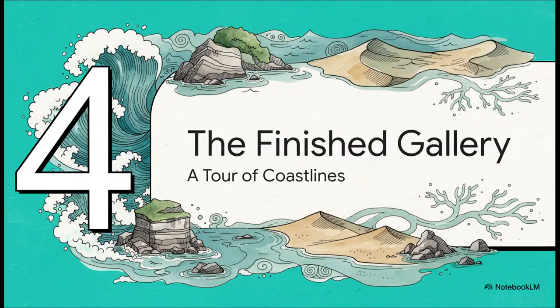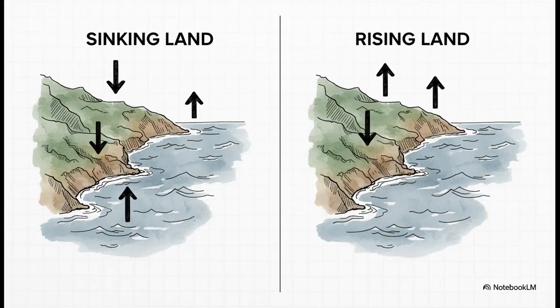Okay, so we've got these processes of carving and building happening all the time. When you put all of that together over huge geological timescales, you start to get different styles of coastline. So let's take a quick tour of the ocean's finished art gallery. At the most basic level, the overall shape of a coastline really comes down to one big question. Has the sea level risen compared to the land, or has the land risen compared to the sea? That simple dynamic gives us our two main categories.